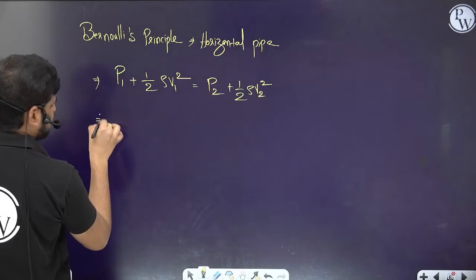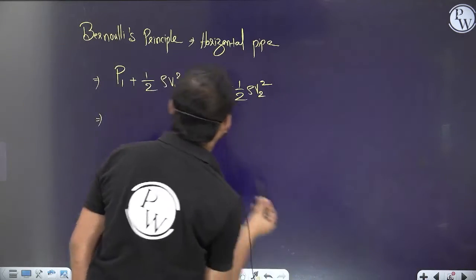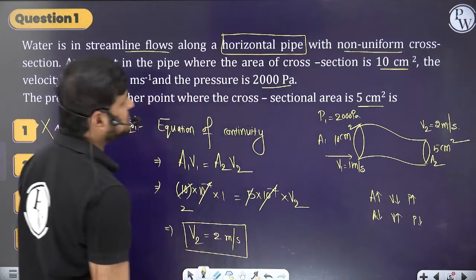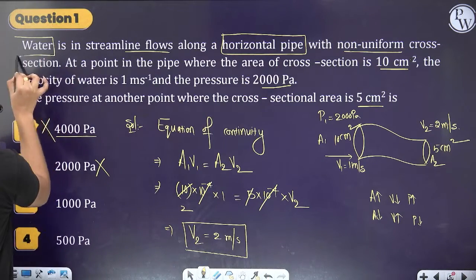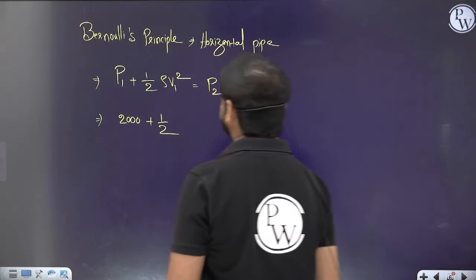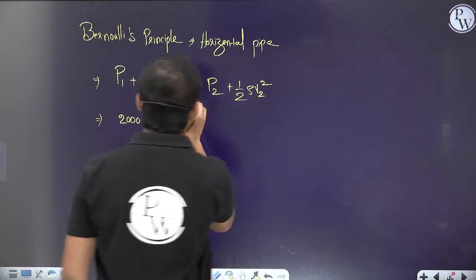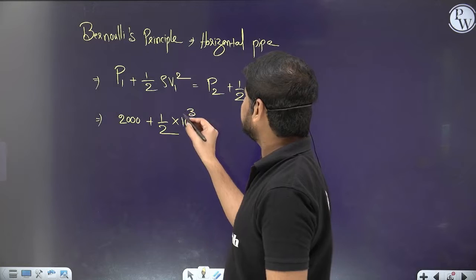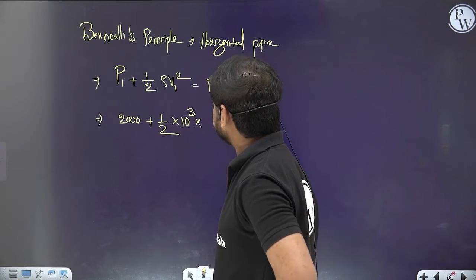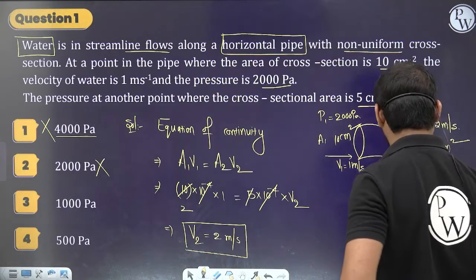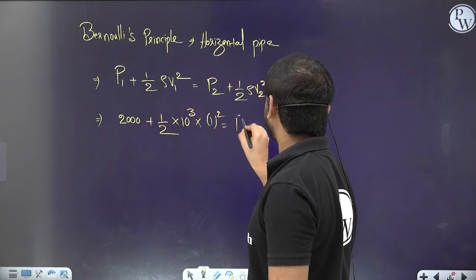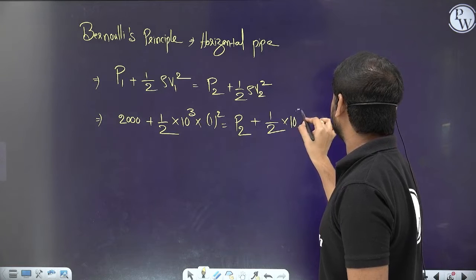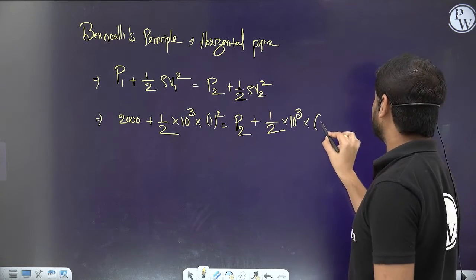So P1, the pressure at this cross-sectional area, they gave in the question, 2000 pascals, plus half into rho. The fluid here is water in streamline flow. Let's take SI units, since the velocities are in meter per second and the pressure is in pascal, so take density as 10 to the power 3. V1 is 1, so 1 whole square. P2 I have to calculate, plus half, rho is water, 10 to the power 3, into V2 square, 2 whole square, right?